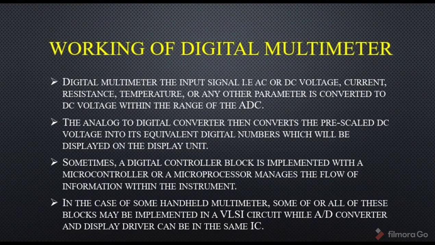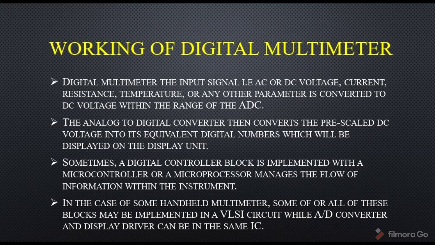Working of digital multimeter. First point. In a digital multimeter the input signal, that is AC or DC voltage, current, resistor, temperature or any voltage parameter, is converted to DC voltage within the range of the ADC. Second point. The analog to digital converter then converts the prescaled DC voltage into its equivalent digital numbers, which will be displayed on the display unit.